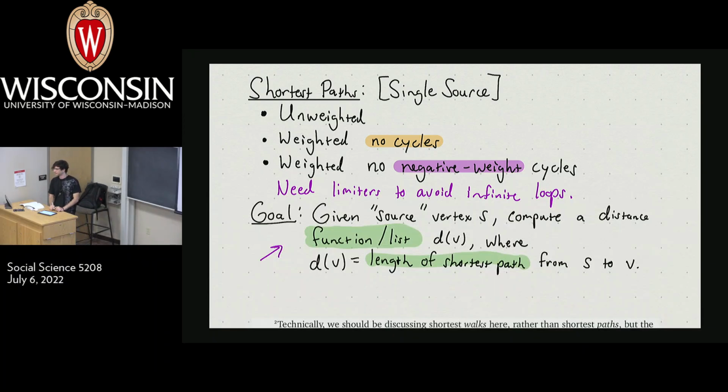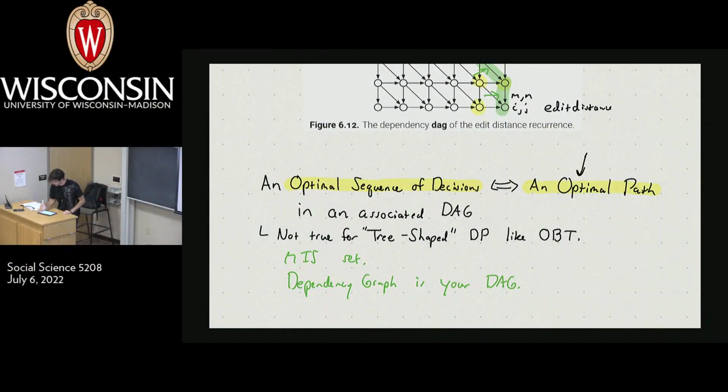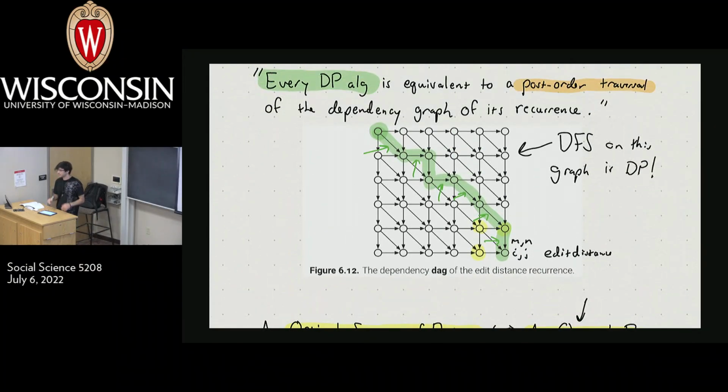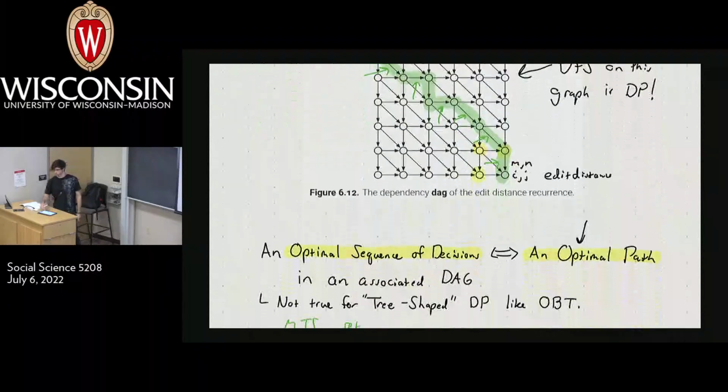Yes? When you first said that, you mentioned an exception in some tree. So that's just specifically for paths. It's always true that DP is a DFS on the dependency graph. It's just not always true that it's an optimal path. It could be an optimal arbitrary subgraph. But it is true that the DFS is equivalent. That's always true.